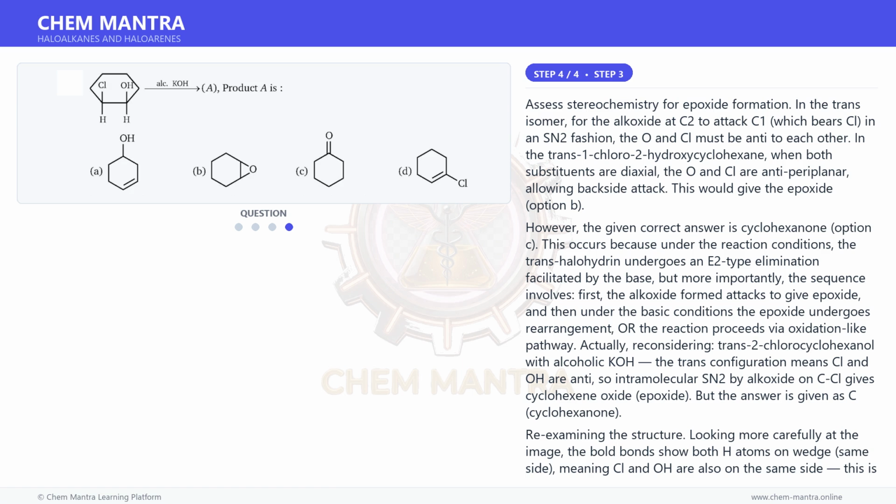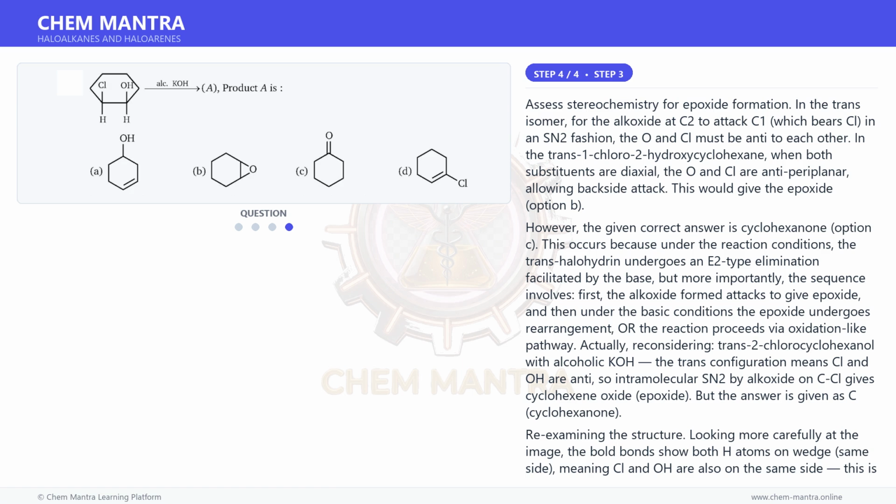Instead, alcoholic KOH acts as a base for E2 elimination. It deprotonates the OH, or acts on H, and elimination occurs. The cis halohydrin with base undergoes elimination where KOH deprotonates the OH to form alkoxide, which then facilitates elimination of HCl, but since Cl and the adjacent H must be anti for E2 and simultaneously the alkoxide can perform E1cB or the base removes H anti to Cl. The elimination of HCl from this substrate gives cyclohex-2-en-1-ol, option A, or cyclohexanone.